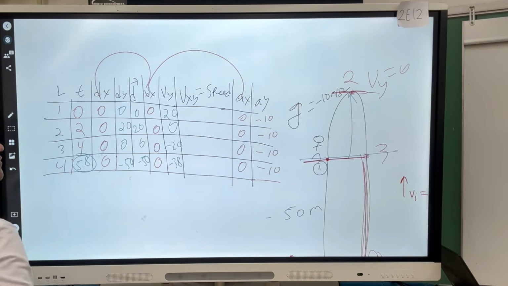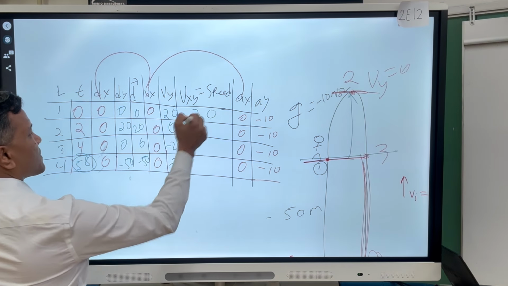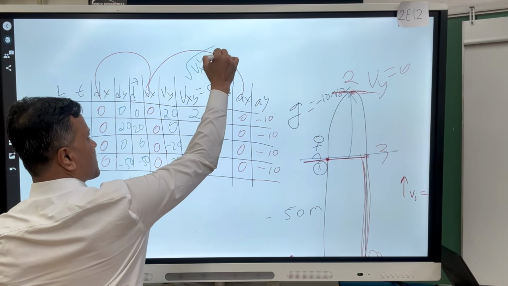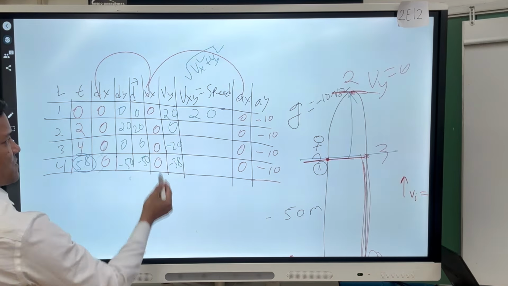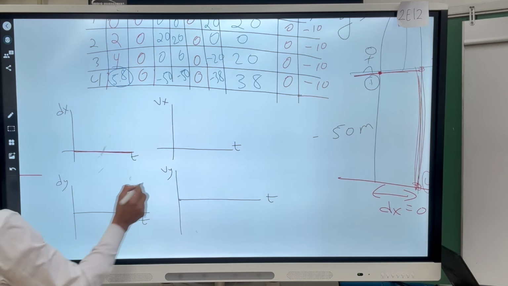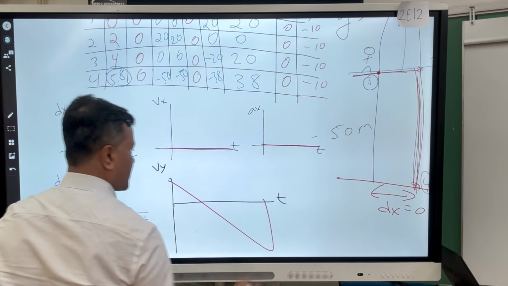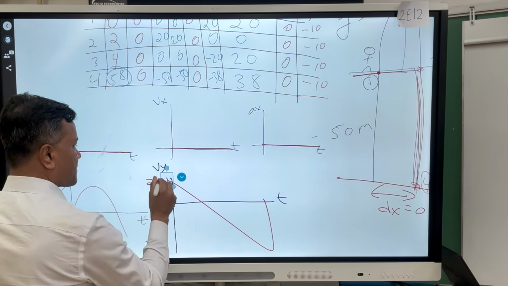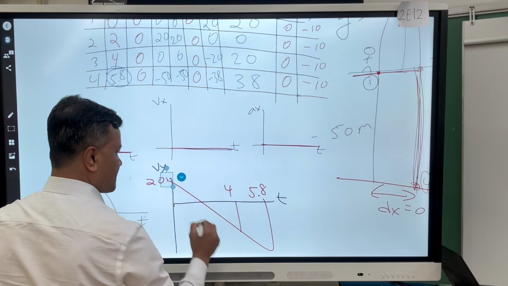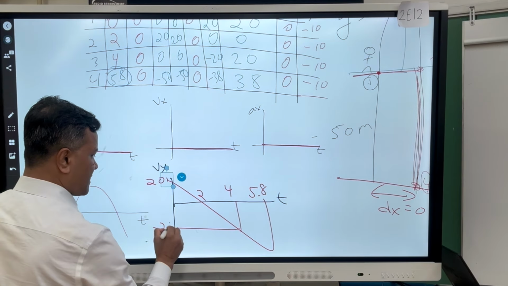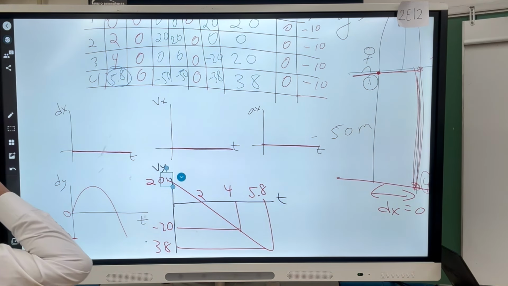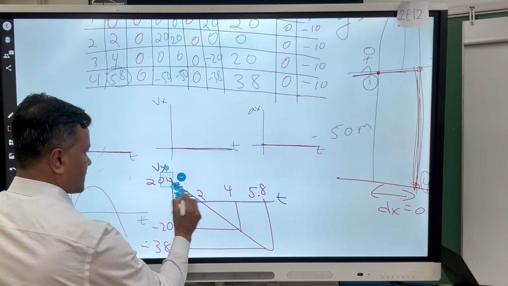Okay, great. Now Vxy, so this is 20. How do you find Vxy? Vx squared plus Vy squared. This is 0, so then this is going to be just the absolute value. Vx is 0, this is the graph. This is 20, this is 20, this is 5.8, this is 4, this is 2, this is negative 20, this is 38. Okay, this is 38, right? Negative 38.